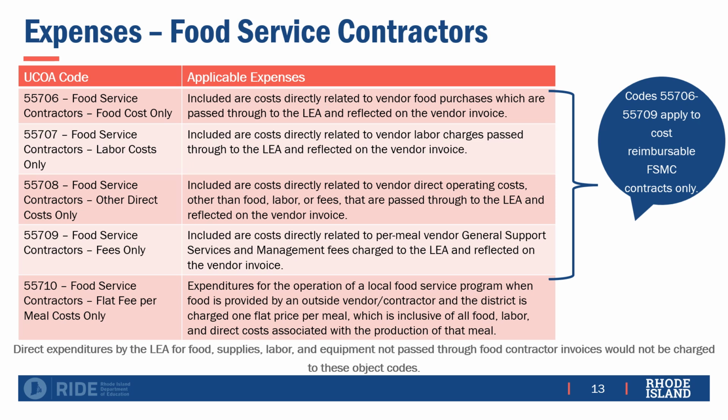have additional program expenses that fall outside of the food service management contract. The codes displayed on this slide pertain to food service management company or vended meal expenses only. Direct expenditures by the LEA for food, supplies, labor, and equipment that are not passed through to the LEA by a food service management company would not be charged to these object codes.